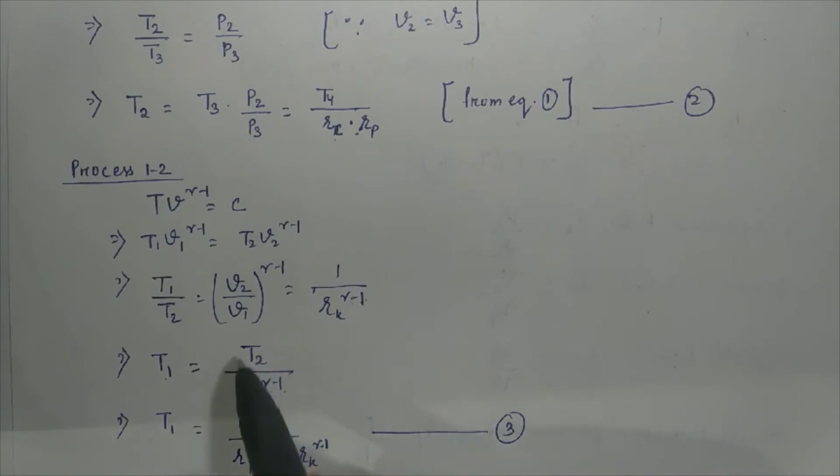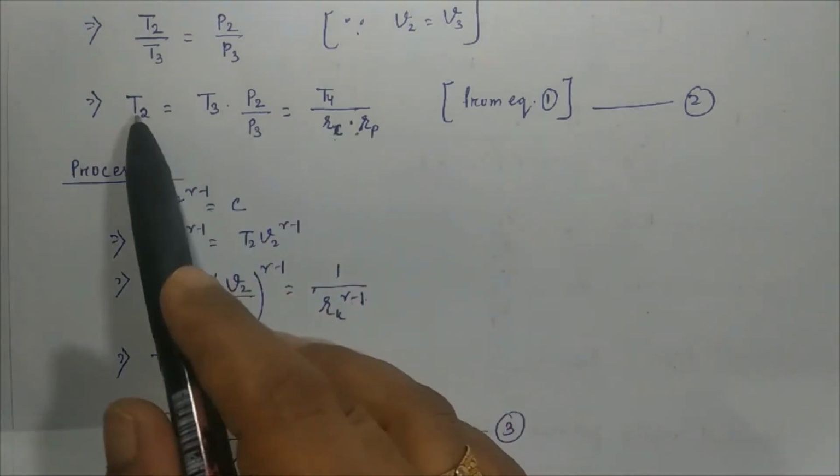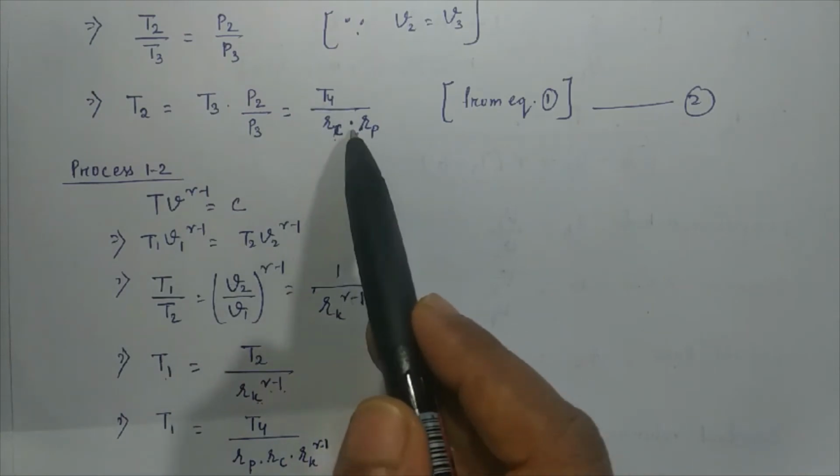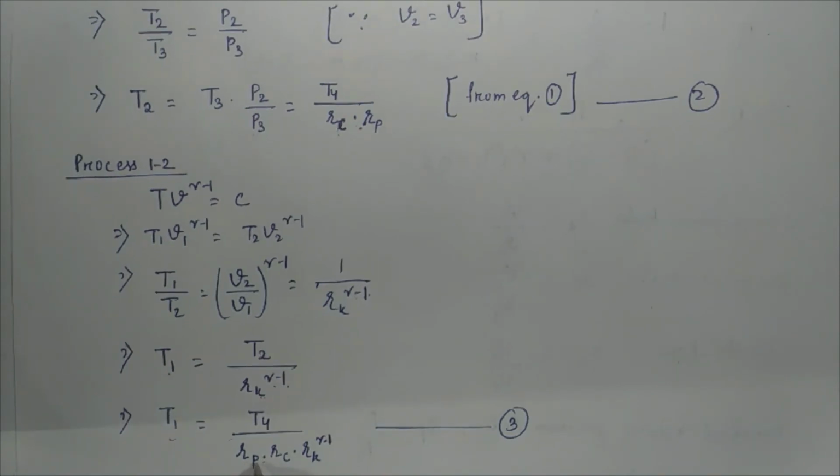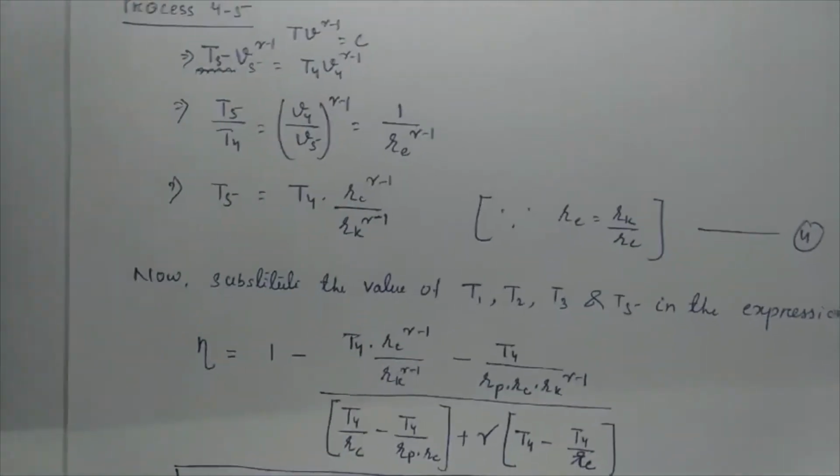But T2 is equal to T4 by Rc into Rp. So T1 is equal to T4 by Rp into Rc into Rk to the power gamma minus 1.